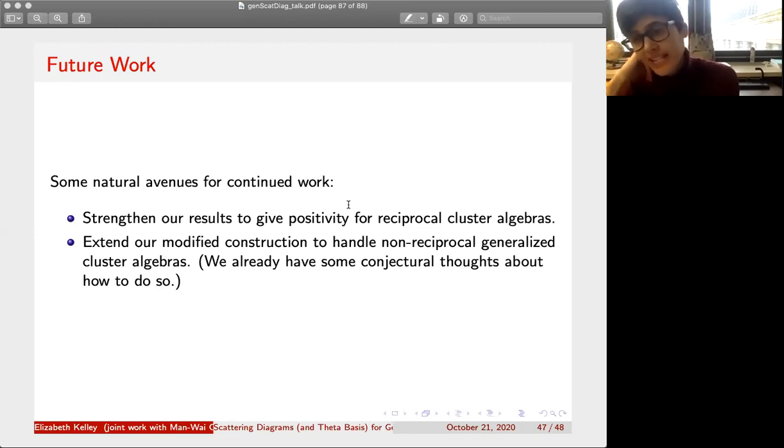So one thing that I said that we care a lot about is positivity. And right now, from this work, we don't get positivity for these reciprocal cluster algebras. So in one of the algorithms that I glossed over for coming up with the scattering diagrams, there are arguments you can make using that algorithm that lead to positivity. And that algorithm gets a lot more complex with these generalized cluster algebras.